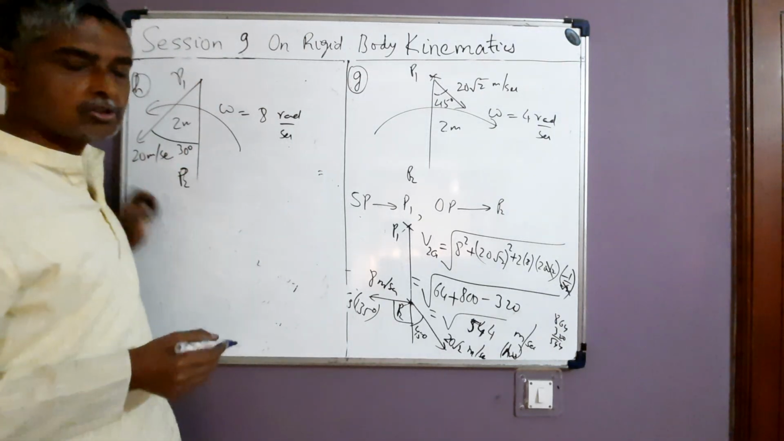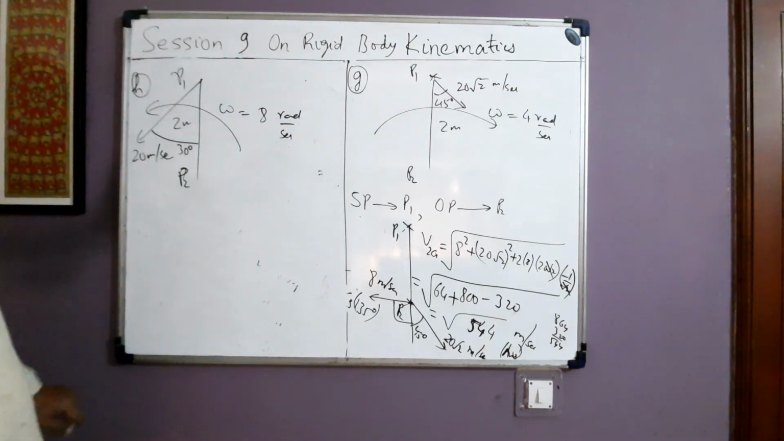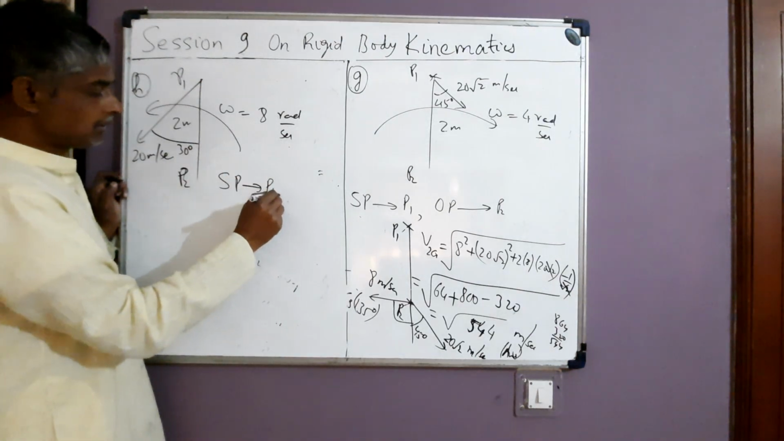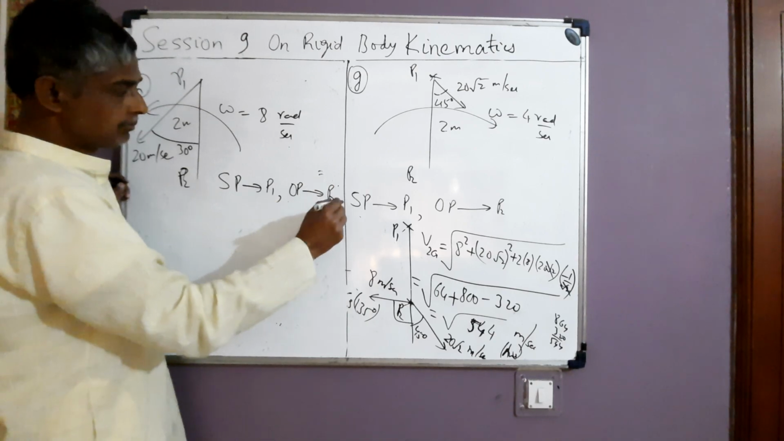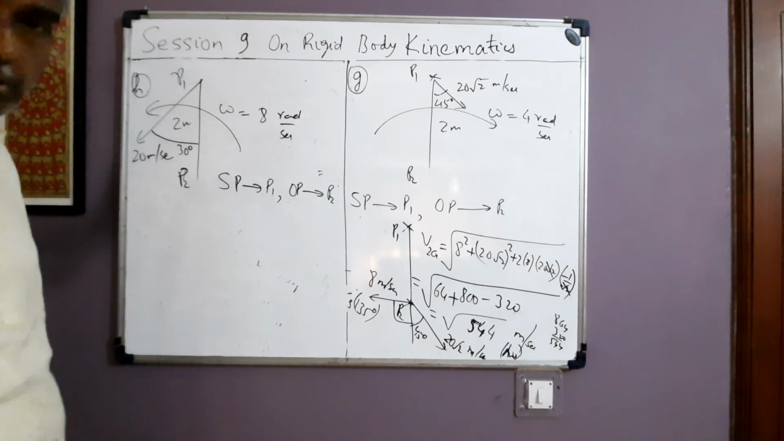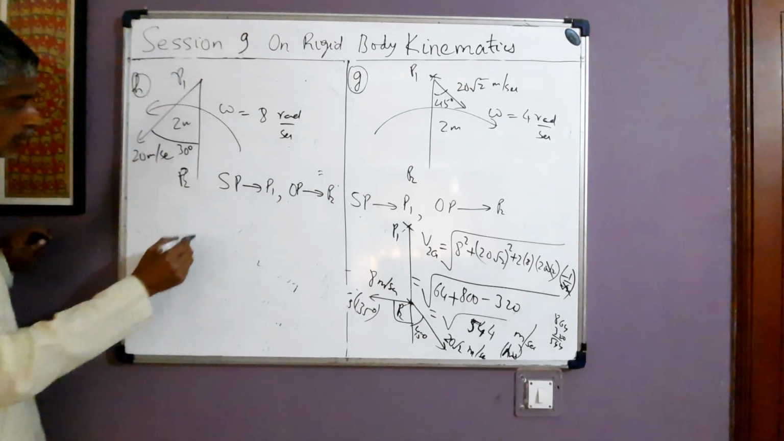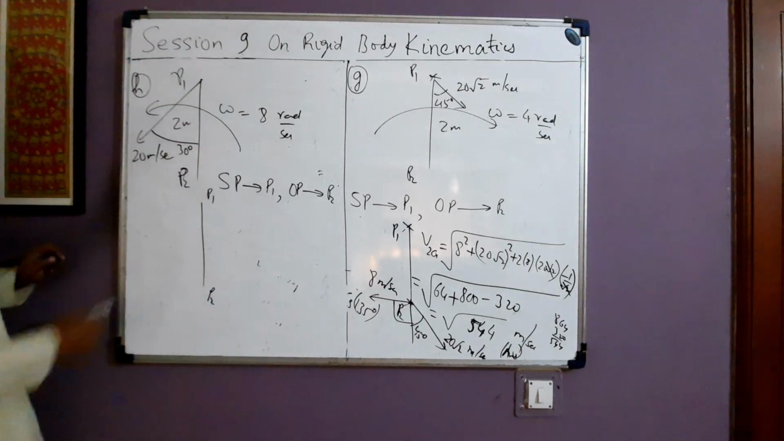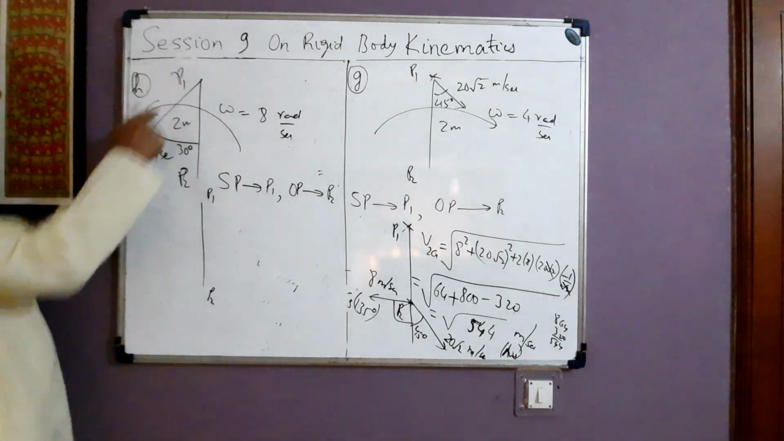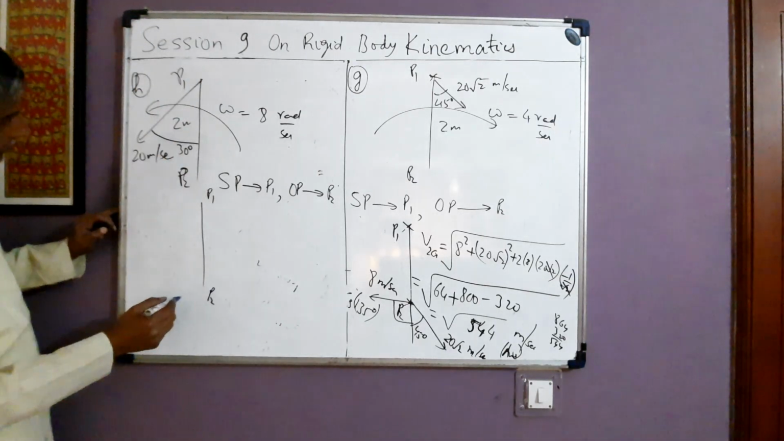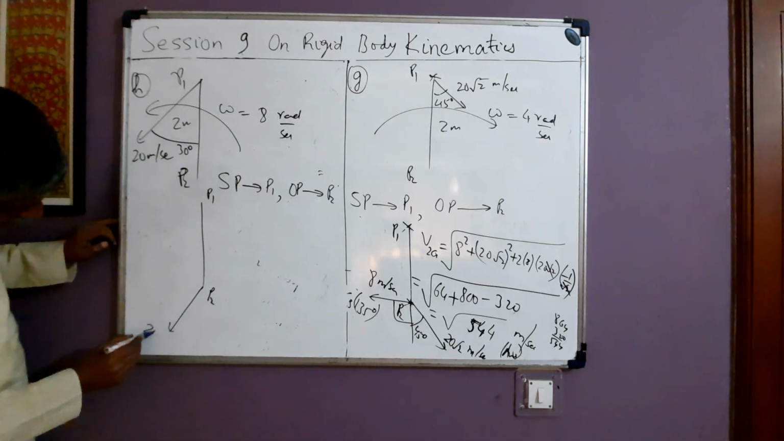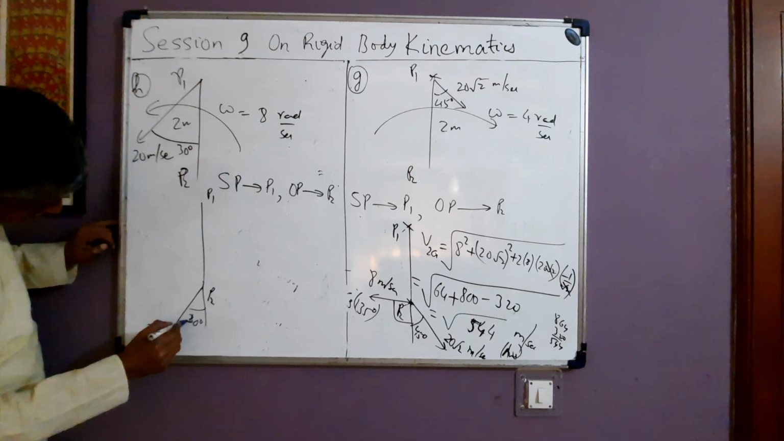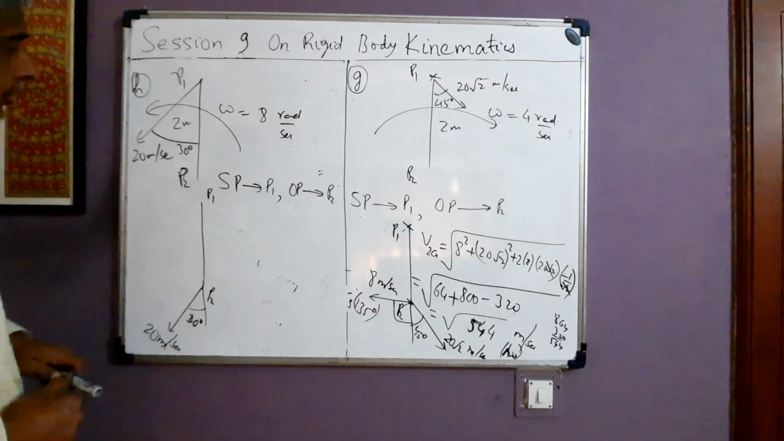Again, find V2G, the velocity of P2 with respect to ground. Again we use the same procedure. SP we decide to be P1, OP we take to be P2. Then you draw the line joining SP and OP, vertical, so here also vertical. P1, P2. Now we give the velocity of P1 to P2. Velocity of P1 is 20 meter per second at 30 degree angle. This velocity we give to P2: 20 meter per second at an angle of 30 degree.